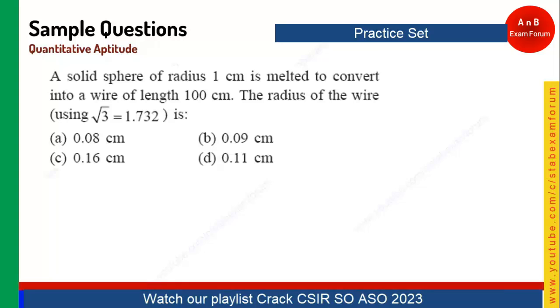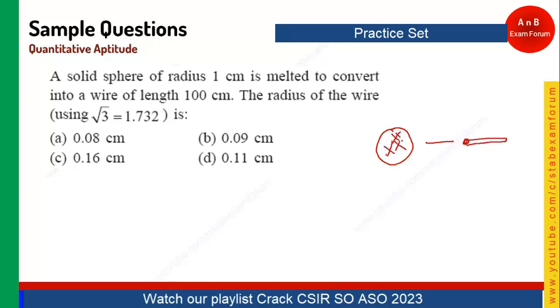Time's up. So what he is saying: a solid sphere of radius 1 centimeter is melted to convert into a wire of length 100 centimeter. The radius of the wire is what? So you have one sphere, a solid sphere. It's like a solid ball you convert into a rod or a wire. So the wire will be your cylindrical length, and this one is the solid sphere.